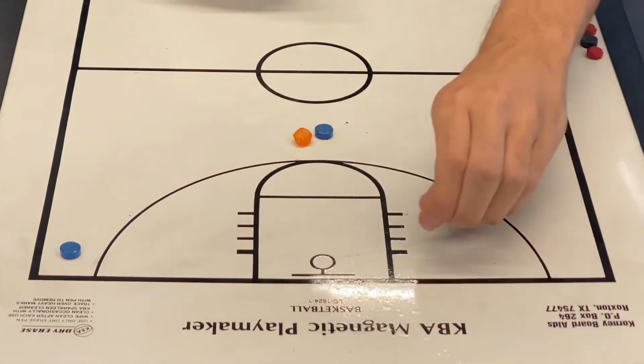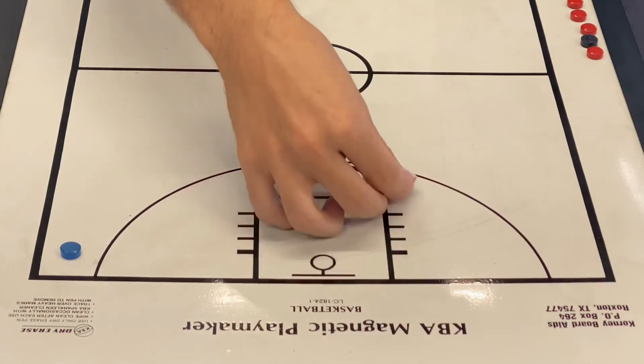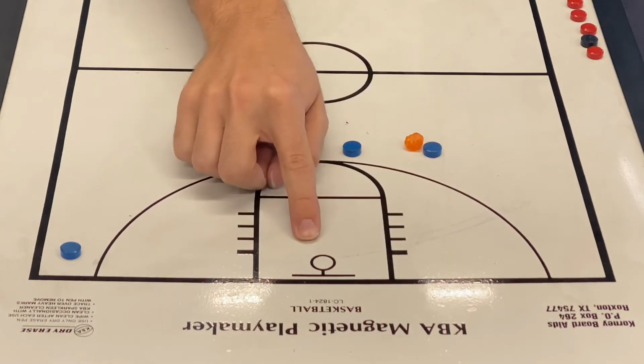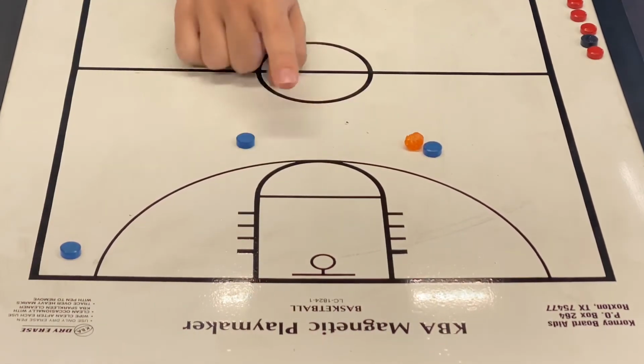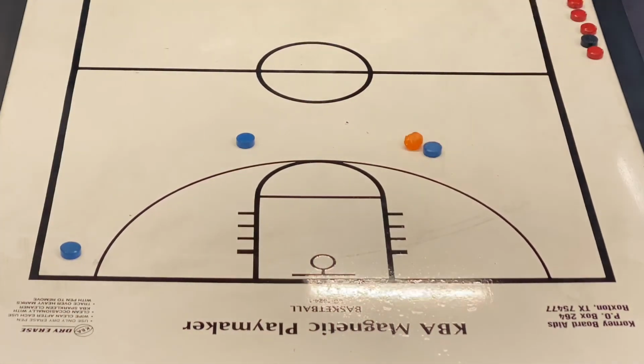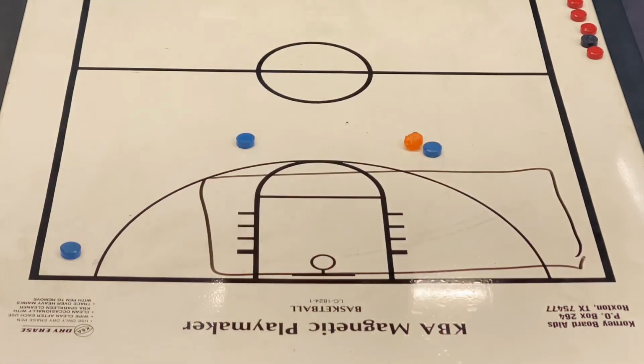Now let's go over the pick and pop side of things. So now we go to the pick and pop, is now we're gonna set the screen up top and we're gonna come off of it, but instead of the roll man going down, he's gonna stay kind of in like a flare spot, and we're gonna have two shooters on the outside, and then my point guard's gonna be able to use this whole area to work with to get to the bucket.